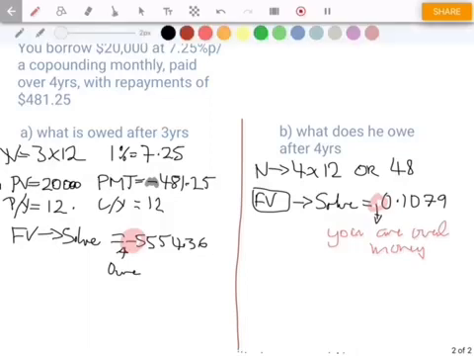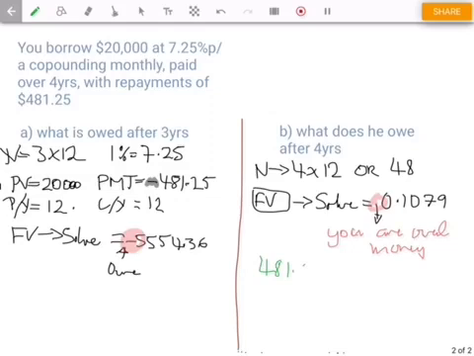So the last repayment will be $481.25, rounding this to the nearest cent, take 11 cents, which equals $481.14. Just noticed a mistake in my notes that I put online, but we're all fine here.